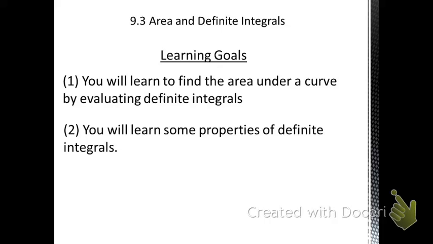Hello everybody. Alright, we're continuing with section 9.3, and what we're doing today is we're simply looking at some properties of definite integrals. Lots of simple things, many of them are related to what you learned about indefinite integrals. Some of them are specific to definite integrals.